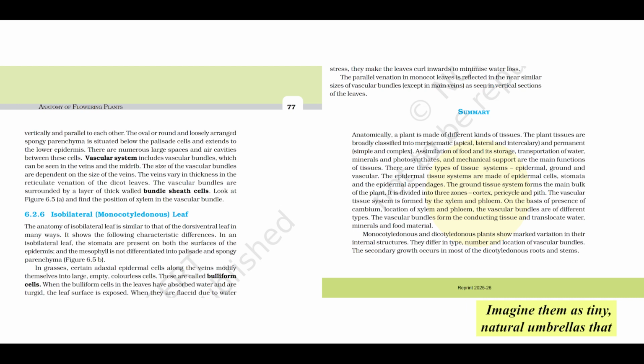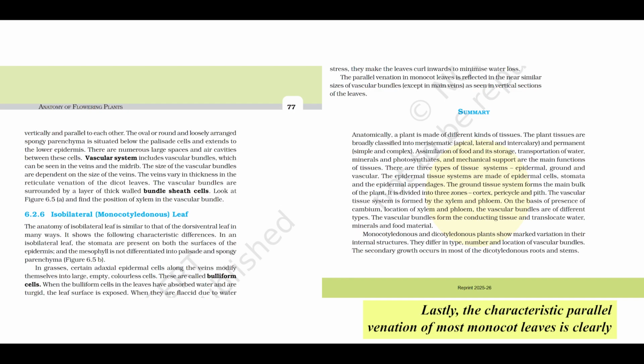Imagine them as tiny, natural umbrellas that automatically close up when the weather gets too dry, protecting the more sensitive inner parts of the leaf from excessive water loss. It's a very clever and highly effective adaptation for survival in environments where water might be scarce periodically, like grasslands.